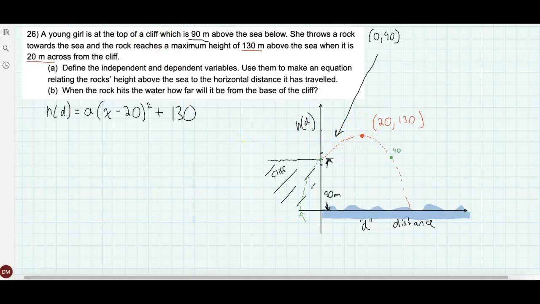So why don't I substitute that value in? I'm going to substitute 0 in for x, and 90 in for y. So we have 90 is equal to a times negative 20 squared, plus 130. So we subtract 130 from both sides. Okay, so we have negative 40 equals 400a. Well, that works out nicely. So when we isolate, we get a is equal to negative 1/10.